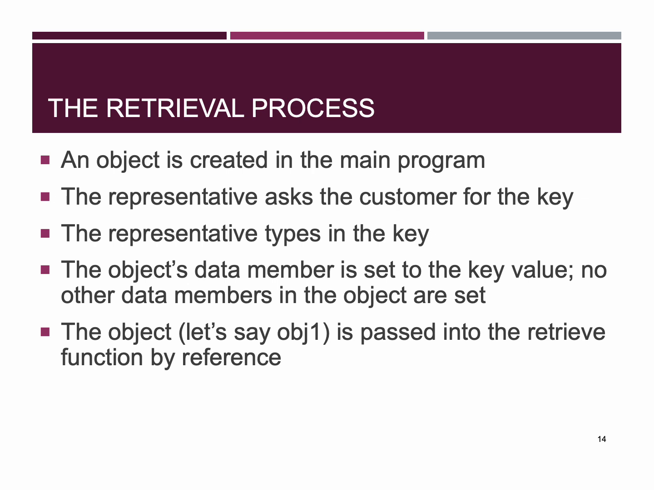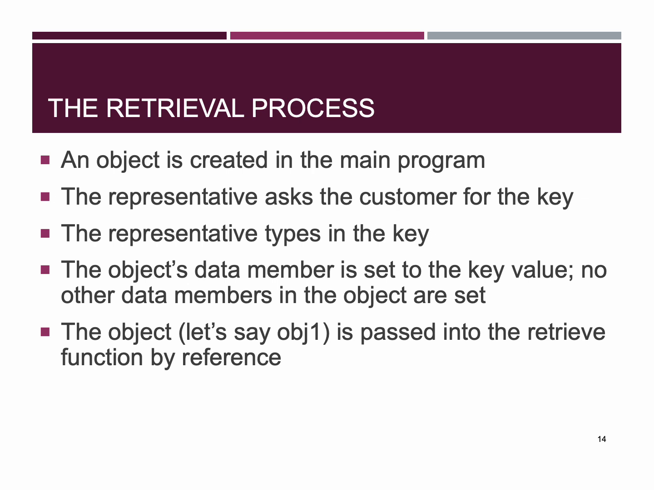Finally, the object, let's call it object 1, is passed into the retrieve function by reference. The retrieve function will then use the key stored in the object to search the linked list and return the corresponding data. So this process demonstrates how the retrieval of data works in a particular system, ensuring that we can access the correct object in the linked list efficiently.